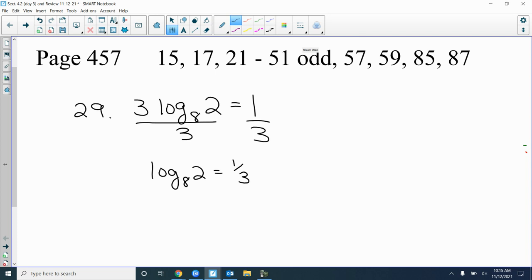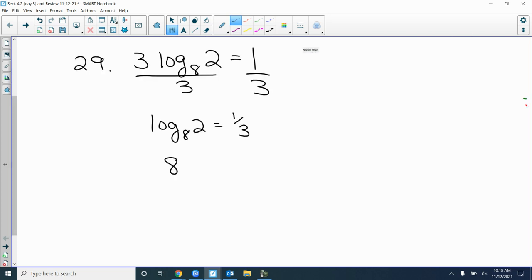Now you convert to exponential form. So now I can say my base is 8. My power is 1/3. And that equals 2. Now, do you guys understand why that's true? Okay, what does the 1/3 power mean? It's your cube root. Now, when I say do you understand, more so than just typing in your calculator.